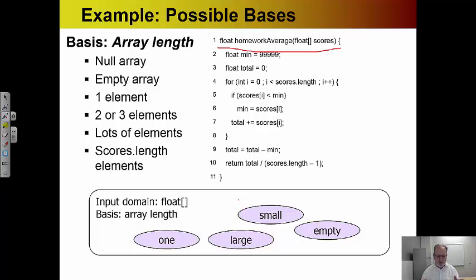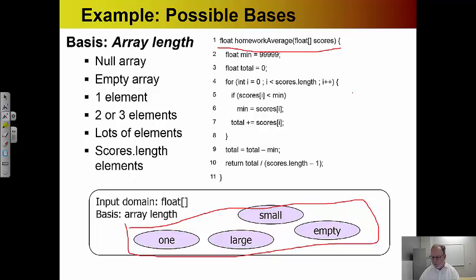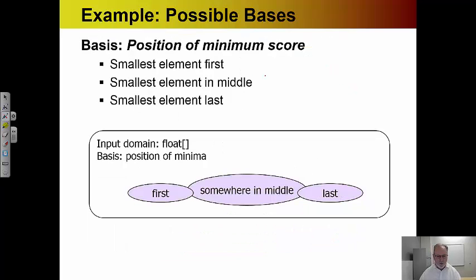All right, we haven't said anything about what values to actually put in the array of scores. It's all about just the length of the array. So now we can go to cases where we start to consider other aspects of the array. One aspect would be to consider where the minimum score is in the array. Is the smallest element first? We put the min right in the very first element. Is the smallest element the very last element? Is the smallest element somewhere in the middle?